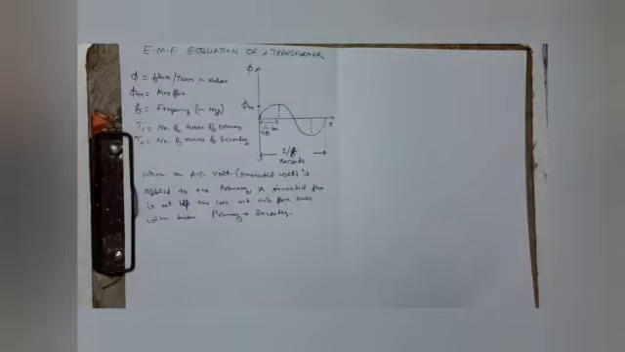So today's topic is the EMF equation of a transformer. Let us say we have a transformer which has T1 turns on the primary and T2 turns on the secondary, and the frequency of the input is F, and let us say that the flux per turn is phi, and phi m is the maximum flux.